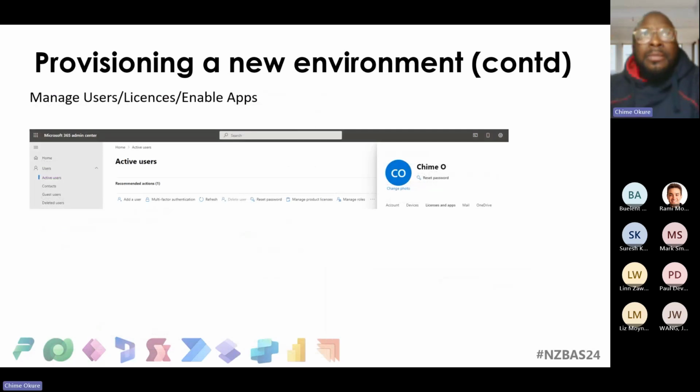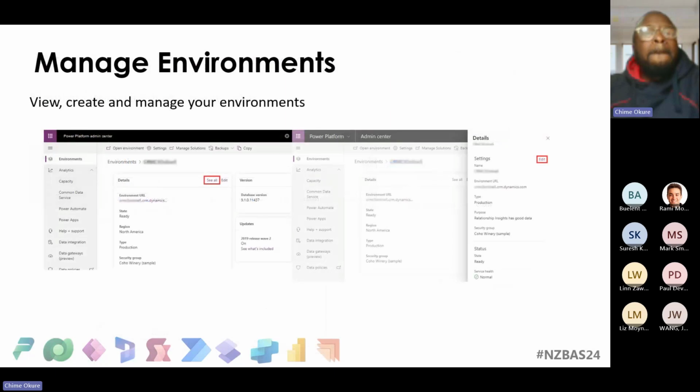Assigning licenses is also a very important one. As an administrator, you can go to your Microsoft 365 admin center. Looking at the screen, you can choose your active users, for example, and assign licenses to those users. So if it's Dynamics 365 users, or you want people to have access to different applications within that environment that you just created, you can assign them those licenses as well. So you can also manage licenses through that.